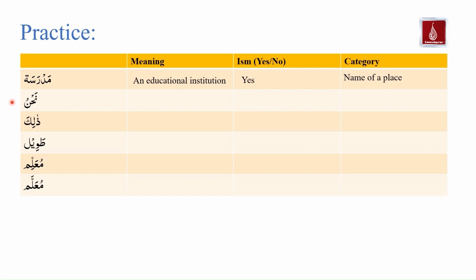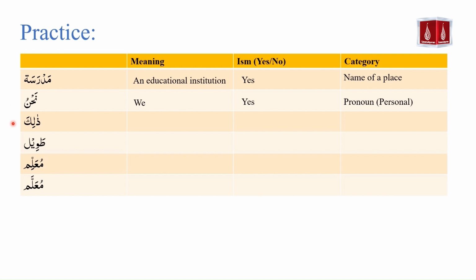The second word is nahnu. The meaning of nahnu is we. Is nahnu an ism? Yes, it is. Why is nahnu an ism? Because it is a personal pronoun. And as we recall, pronouns or Zamay are included in the category of ism.